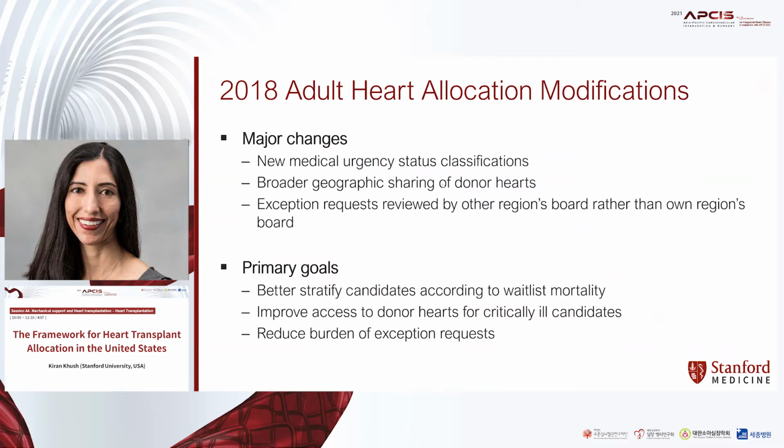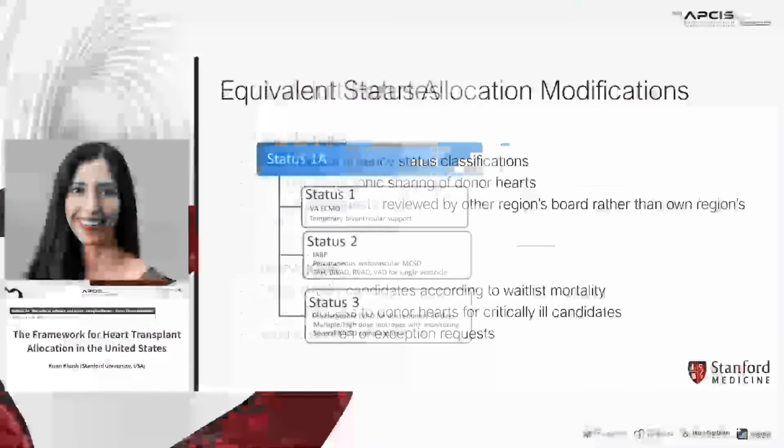So these are the major and minor changes made to the US donor heart allocation system in 2018. The major changes were that we described 6 new medical urgency status classifications. There's a broader geographic sharing of donor hearts, and now requests for exceptions are reviewed outside the region rather than within your own region. And the primary goals of this revision were to better stratify patients according to their waitlist mortality, to improve access to donor hearts for the most ill candidates, and to reduce the burden of exception requests.